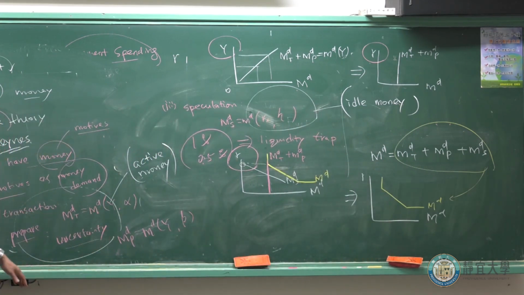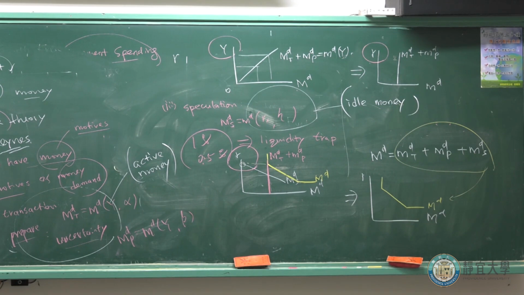Okay, so can you get my point? Okay, let me repeat again. We just said the second story about liquidity preference theory by Keynes. So first you need to know what is liquidity.